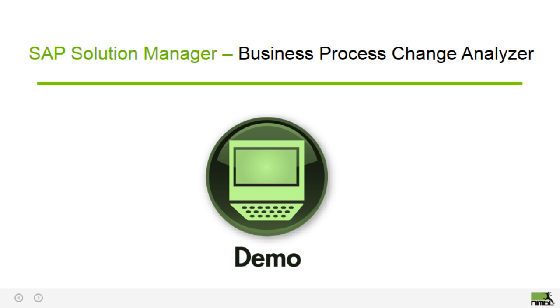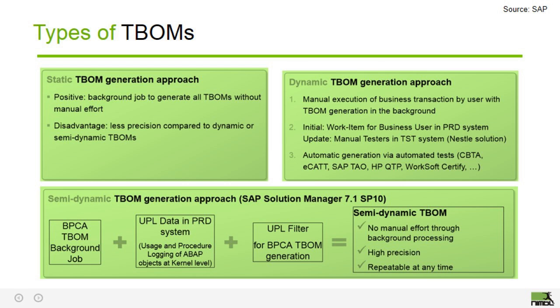Okay, so proceeding further with the presentation. As you can see here, the backbone of the BPCA tool is the business process structure, defining your scenario process steps, and against your process steps, defining the transactions. And for the transactions, creating what's known as TBOMs, or a collection of the objects that go to make those transactions. But there are different types of TBOMs that you can create.